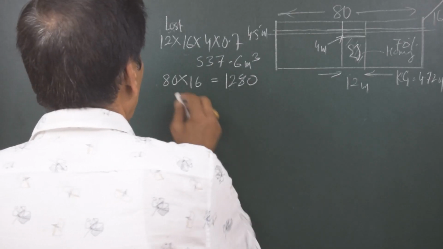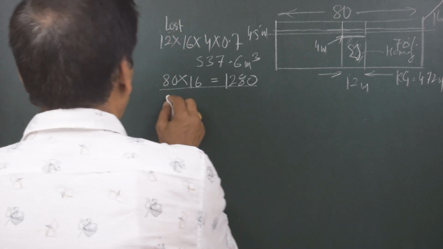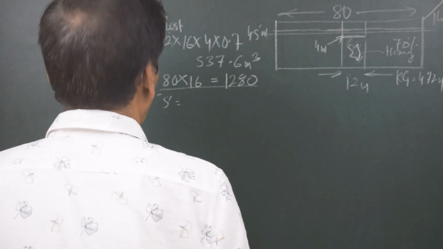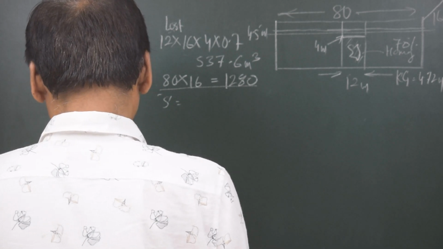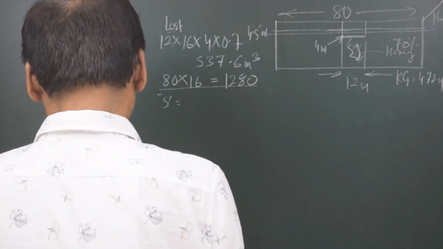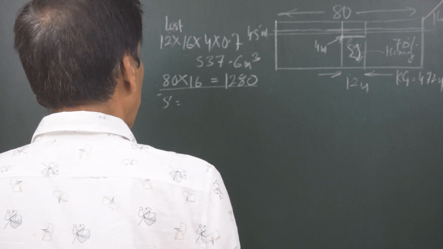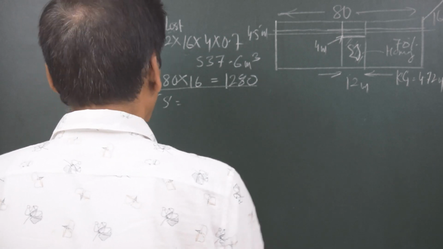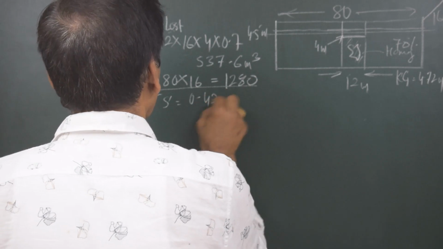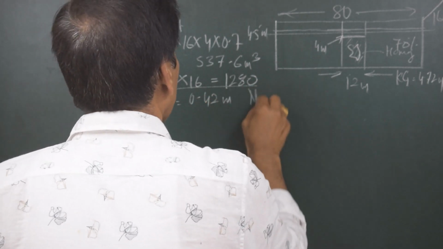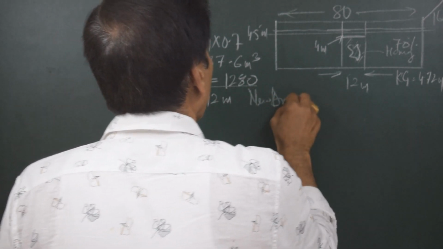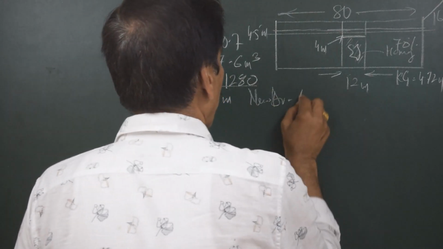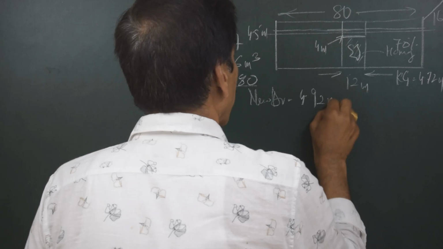Okay, so sinkage can be found out very easily. Sinkage will be lost buoyancy upon intact water plane area. So 537.6 divided by 1280 gives me 0.42. So new draft will be 4.5 plus 0.42, that is 4.92 meters.